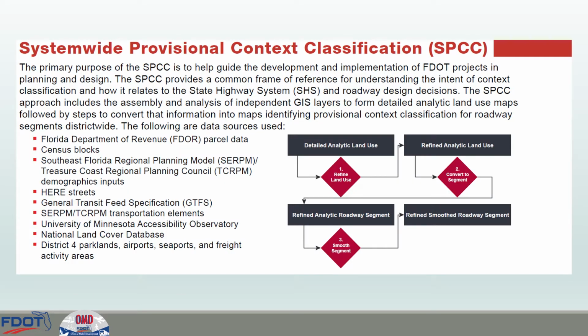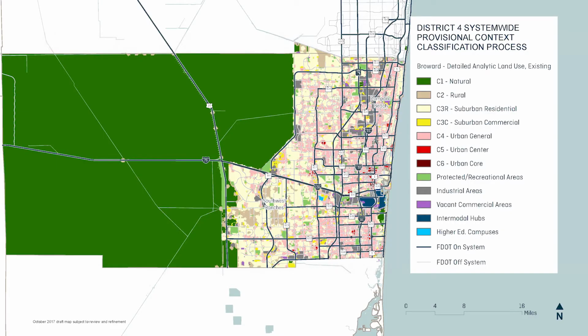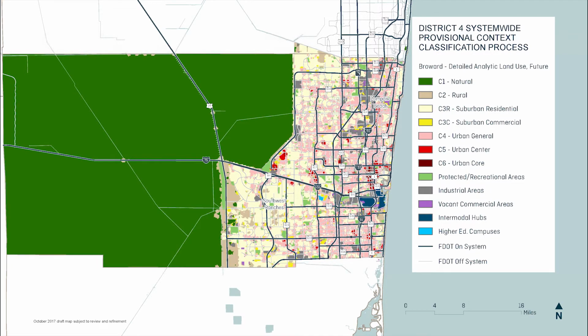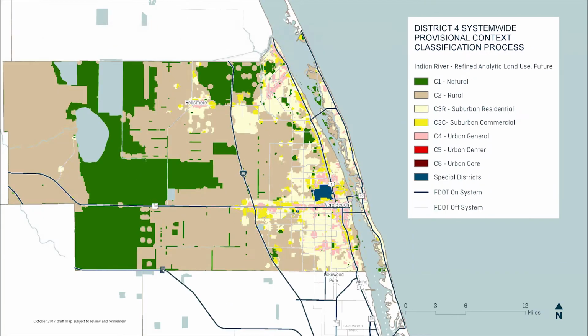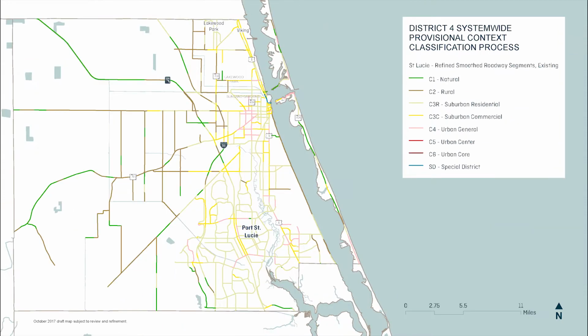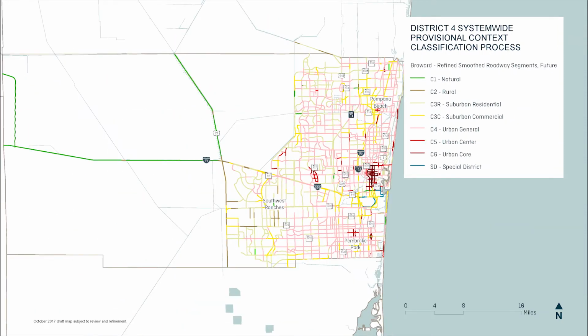District 4 developed the SPCC for roadway segments at a district-wide level based on a spatial analysis of GIS data to form detailed analytic land use maps showing the planned land use context, followed by steps to convert that land use information into provisional context classification for roadway segments. 4 levels of maps were produced during the SPCC development process: detailed analytic land use, refined analytic land use, refined analytic roadway segment, and refined smooth roadway segment.